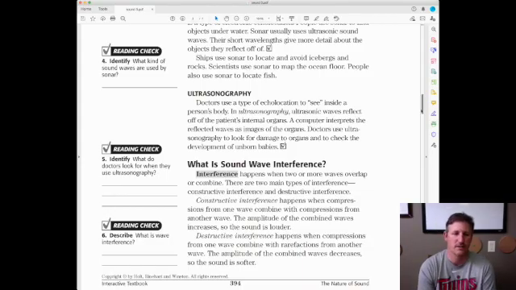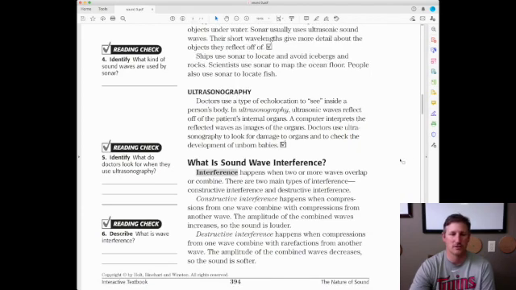Interference happens when two or more waves overlap or combine. There are two types of interference: constructive and destructive interference. Constructive interference happens when compressions from one wave combine with compressions of another wave. The amplitude of the combined waves increases, so the sound is louder. Destructive interference happens when compressions of one wave combine with the rarefactions of another wave. The amplitude of the combined wave decreases, so the sound is softer.